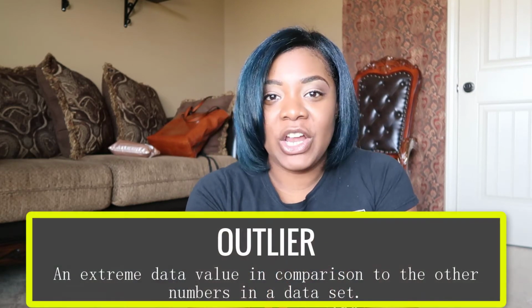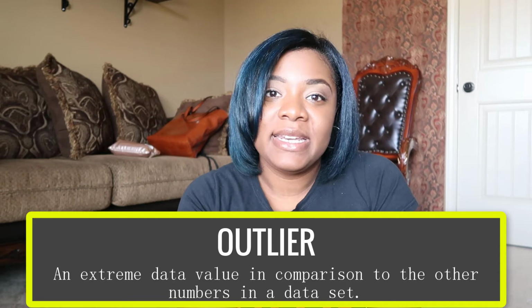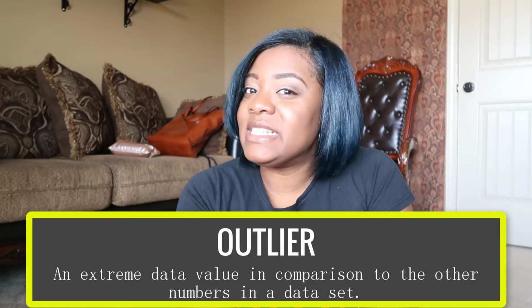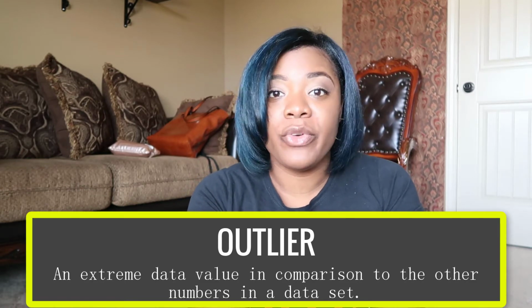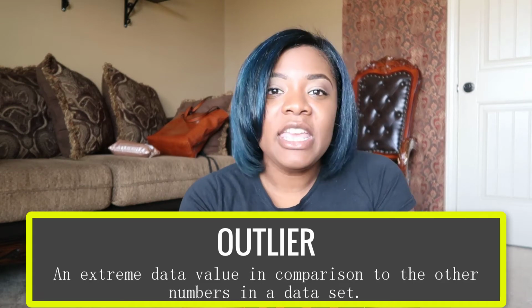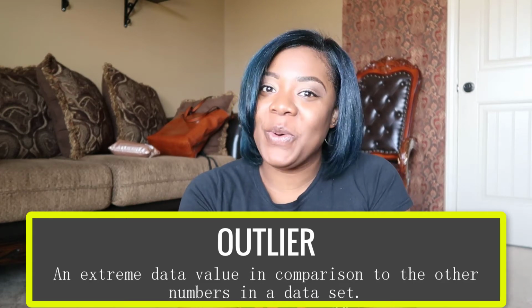First, what is an outlier? An outlier is an extreme data value. It's the number that doesn't quite fit in with all the rest of the numbers. So let me give you a couple examples so you know what I'm talking about.